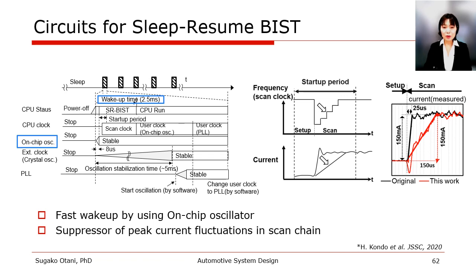Furthermore, due to backward compatibility of ECUs, the current fluctuation of vehicle control MCUs is required to be less than or equal to that of existing MCUs. If the scan clock frequency was too high for quick testing, peak current fluctuation arises due to the shifting operations of scan chains. To solve this problem, the MCU has a suppressor of peak current fluctuation in the scan chain.